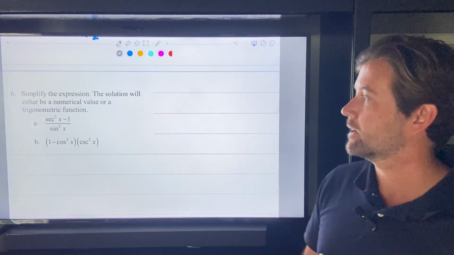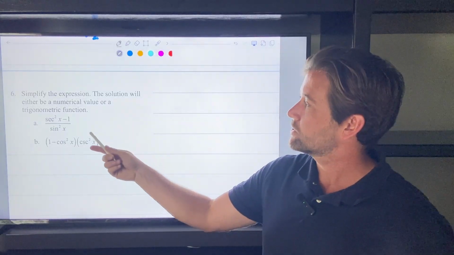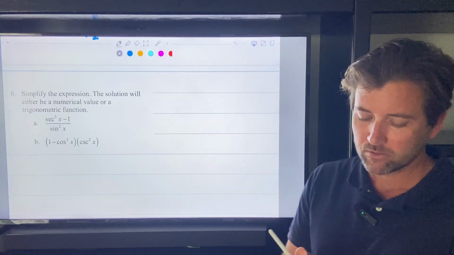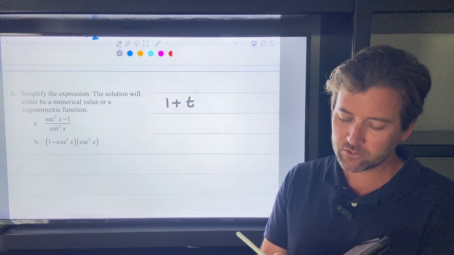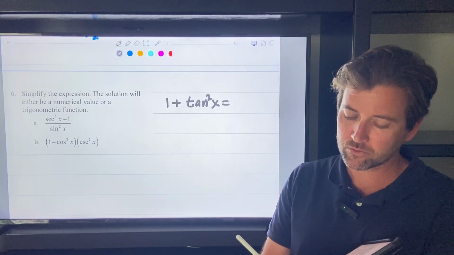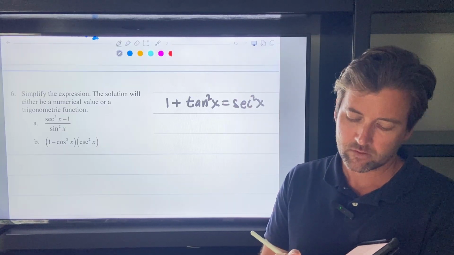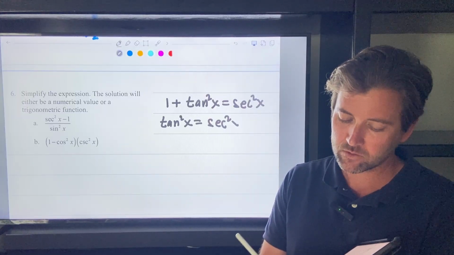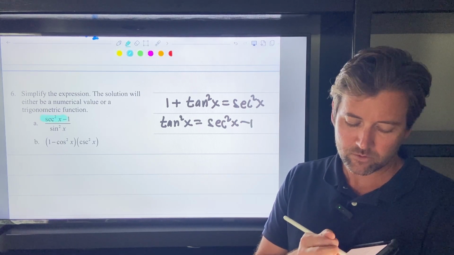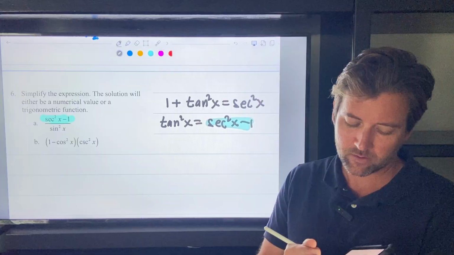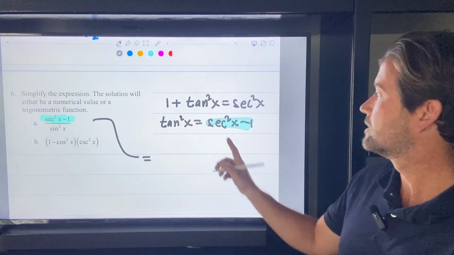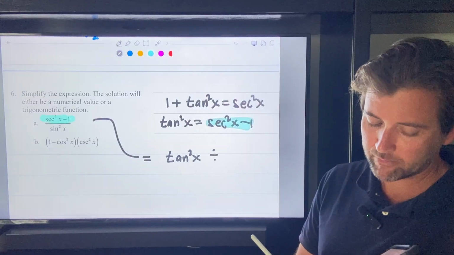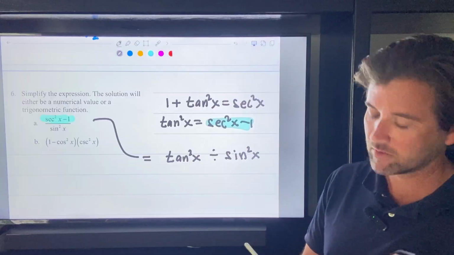All right, 6, part A. So we want to simplify these expressions. The answer will be either a numerical value or a trig function. So we have to know that 1 plus tangent squared x is equal to secant squared x. So if I were to subtract 1 to both sides, we get tangent squared x equals secant squared x minus 1. So that secant squared x minus 1 is equivalent to tangent squared x divided by sine squared x.